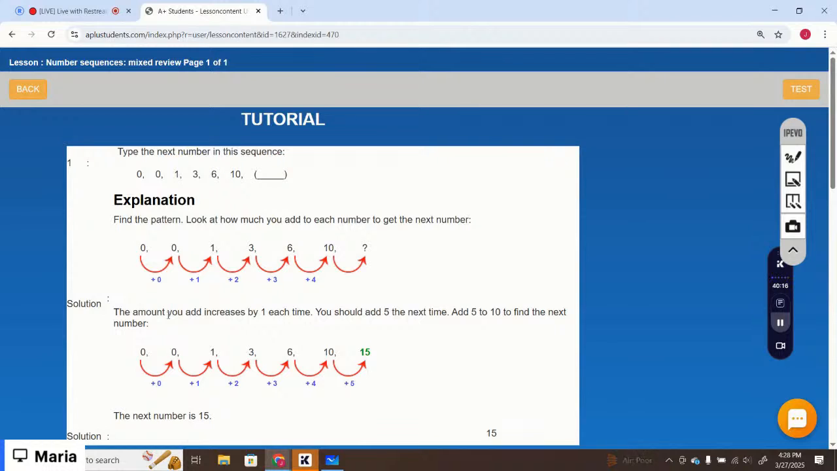So 0 plus 0 is 0. 0 plus 1 is 1. 1 plus 2 is 3. 3 plus 3 is 6. 6 plus 4 is 10, and 10 plus 5 is 15. So the next number in the sequence is 15.